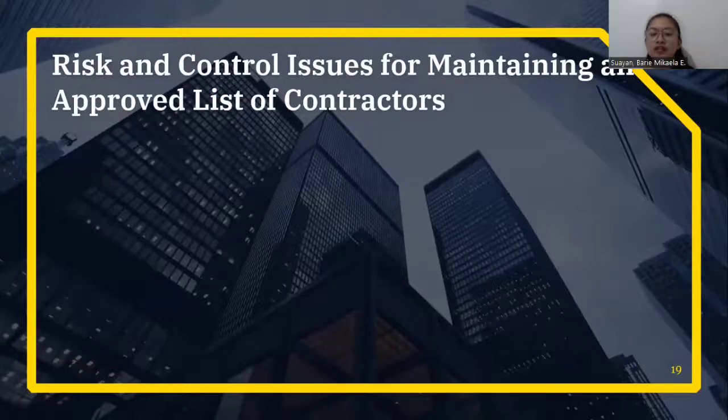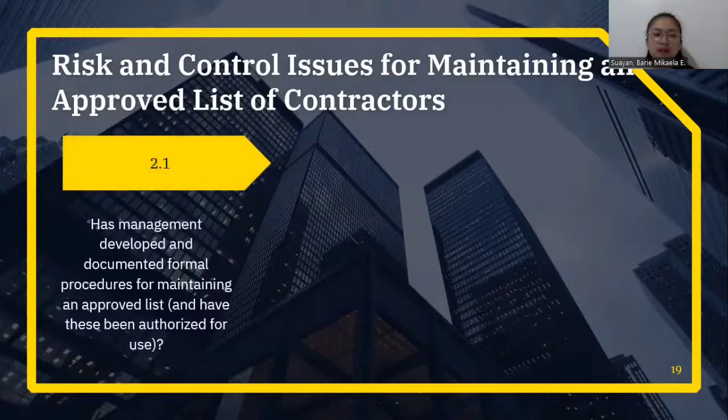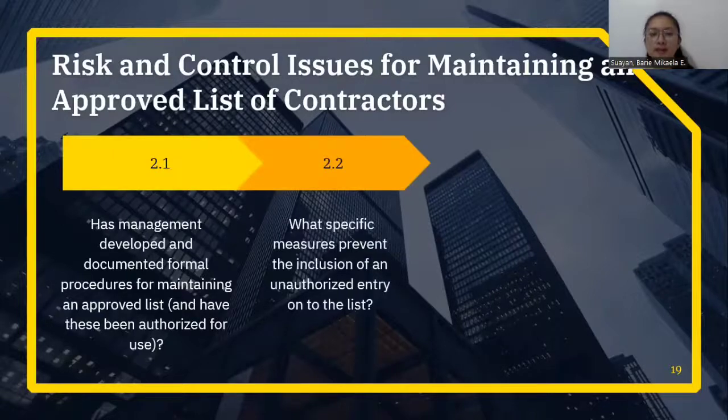The following questions are the detailed issues. First, how has management developed and documented formal procedures for maintaining an approved list, and have these been authorized for use? In a more detailed issue, the management must have a copy of the documented formal procedures. What specific measures prevent the inclusion of an unauthorized entry on the list? The objective here is to have the measures that prevent the inclusion of an unauthorized entry on the list.